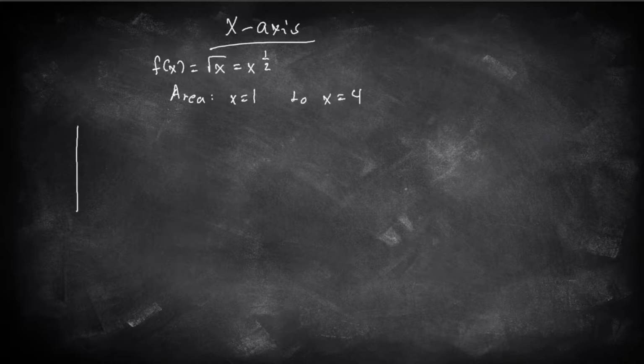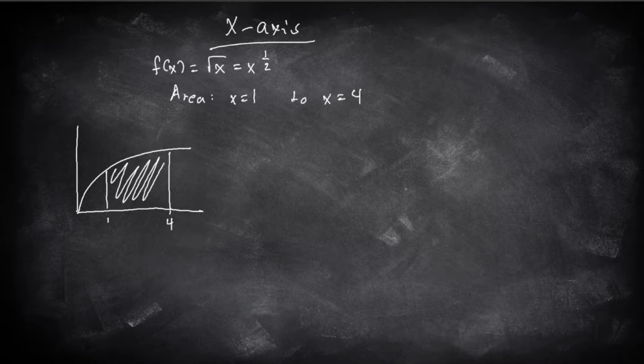So let's draw a picture to see how this looks. Square root x looks something like this, and x equals 1, x equals 4. That means we're looking for this area. As we said, the area is just the integral, so it's 1 to 4. And we plug in our square root of x. I'm just going to write x to the power 1/2 because I like to work with powers rather than radicals.